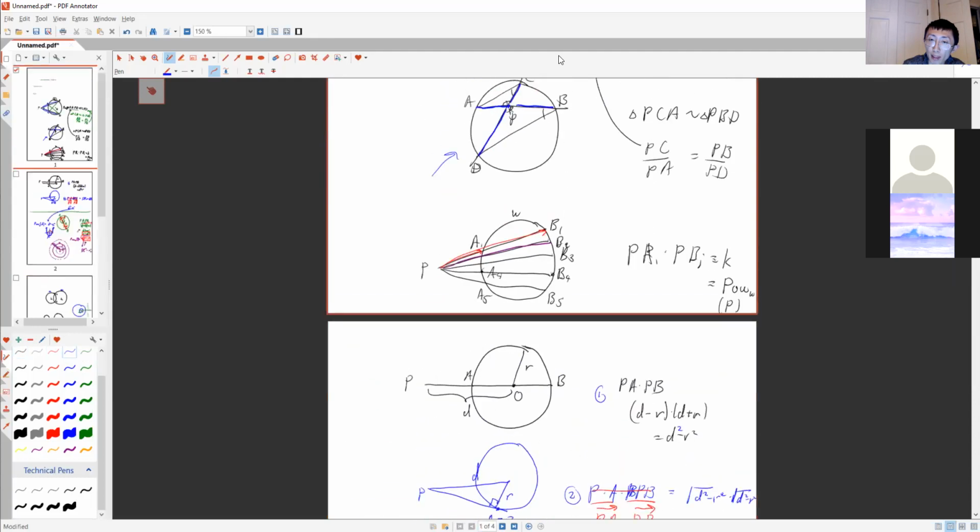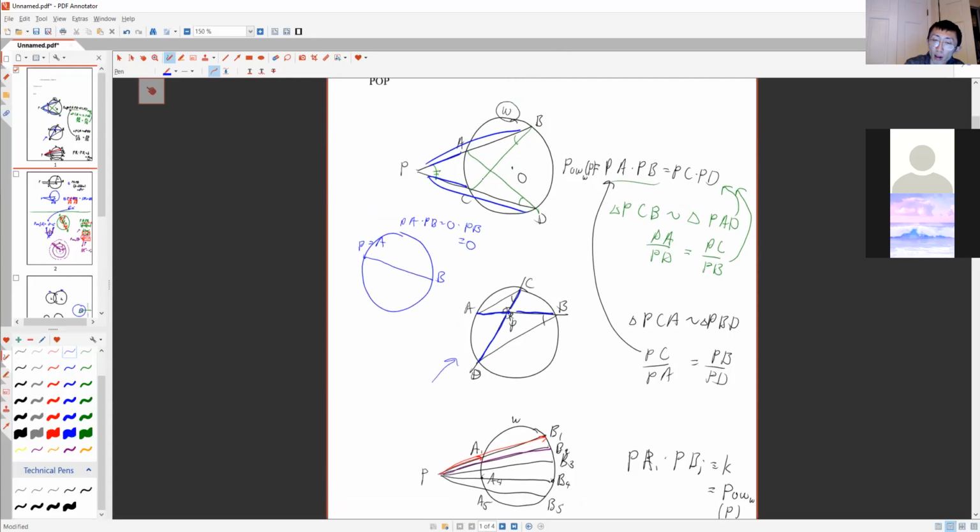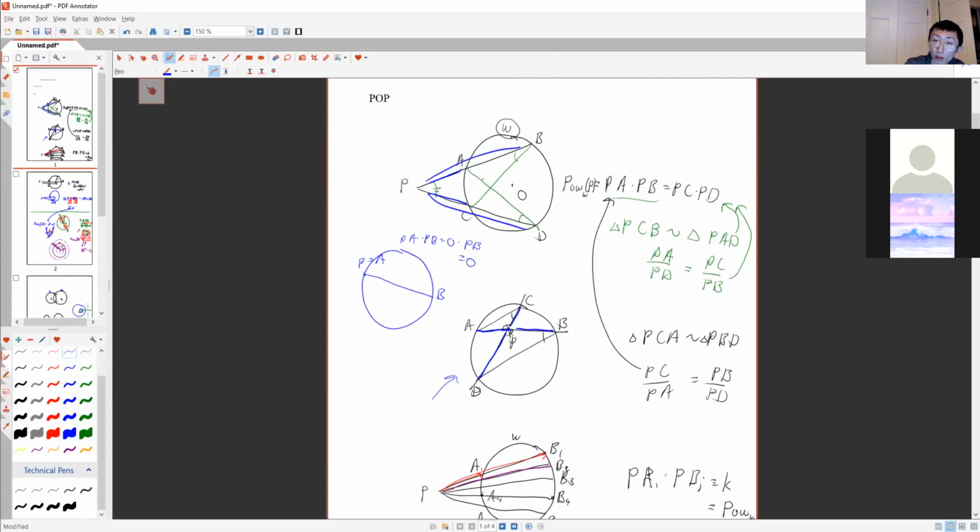Like before, I forgot to mention that we mentioned the case when P is on and outside the circle. What if P is inside or on the circle? If P is on the circle, then P is the same point as A, and the other point is B. So here, PA times PB is just 0 times PB. It's just 0. So points on the circle have power 0. Using our formula, D squared minus R squared.